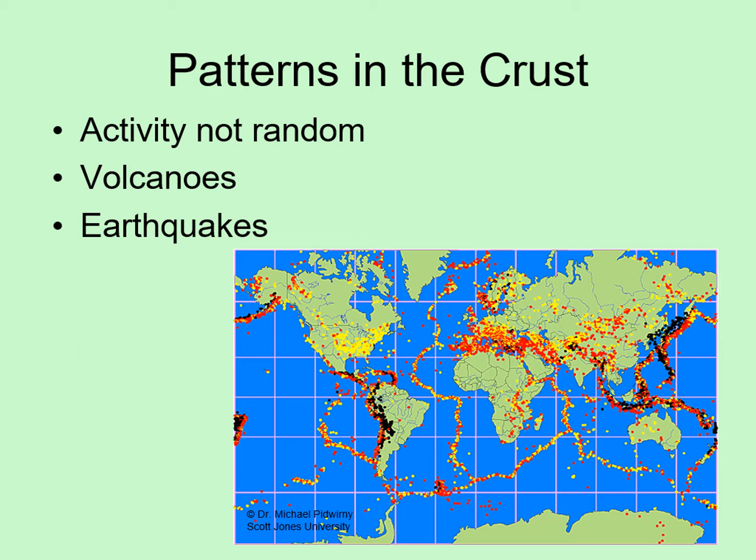The key observation here is that these two sets of data overlap. Volcanoes and earthquakes happen in many of the same places, and these places mark out the edges of large, stable regions with much less activity.